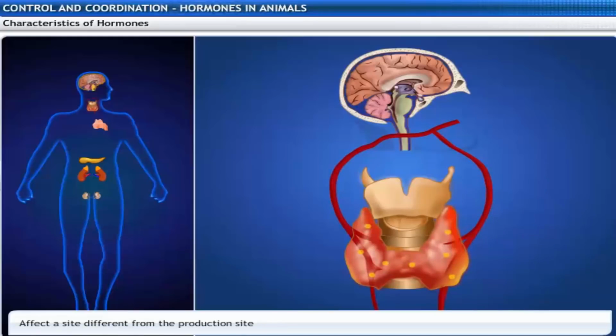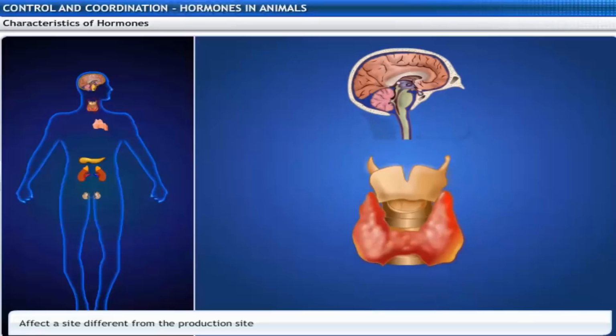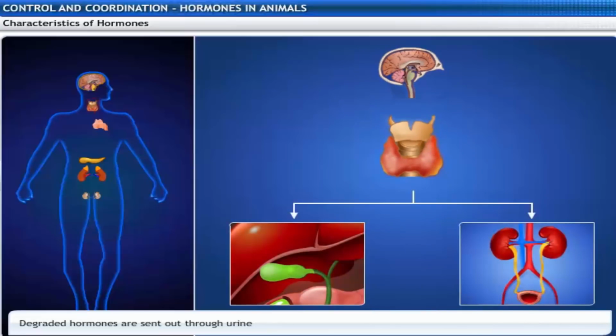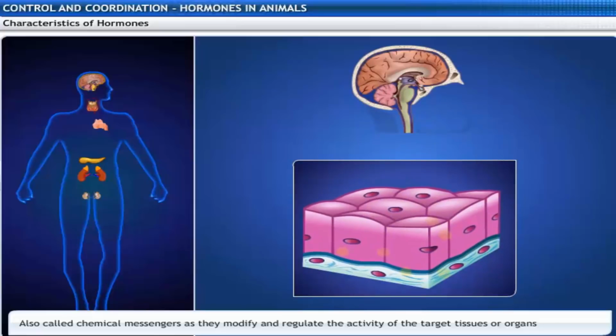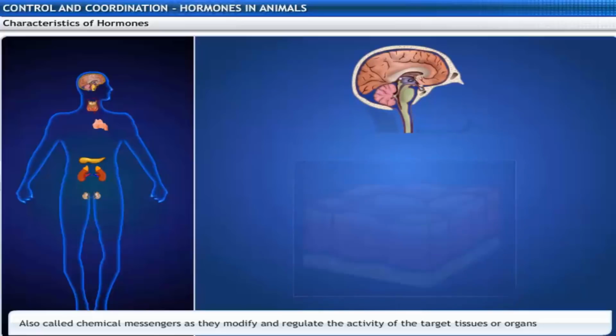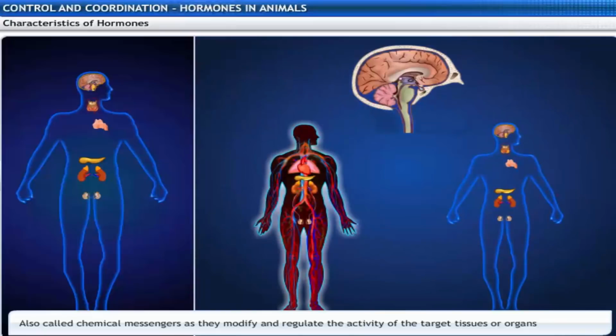They are target specific. They are not stored and, except thyroxine, have high specificity. They are degraded by tissues and are excreted by the liver to the bile and by the kidney into urine. They bring about their characteristic effect on target cells by modifying cellular activities and they act as chemical messengers between the nervous system and body organs.